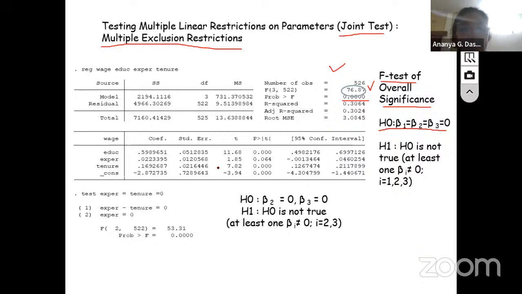Now, another example of an exclusion restriction: I've simply tested that beta 2 is equal to 0 and beta 3 is equal to 0. As I told you, this is an F test. Here also the p-value is 0 and the null is getting rejected. So it is not the case that beta 2 and beta 3 are together equal to 0. That's all I'm able to say on the basis of this particular F test.